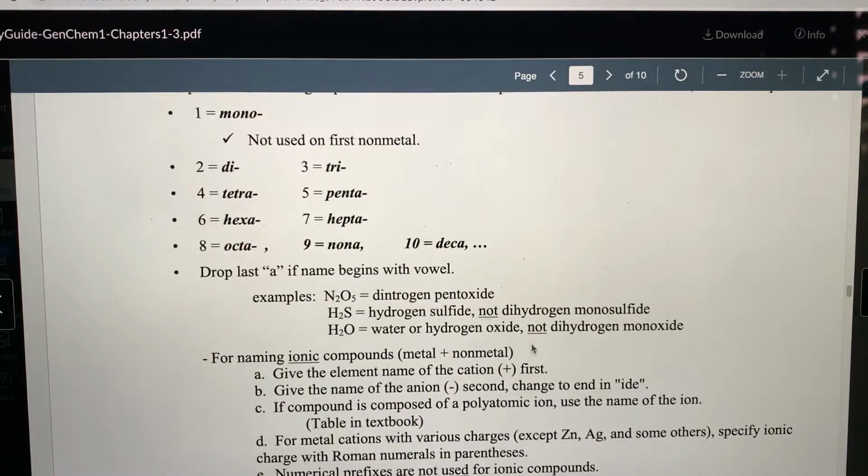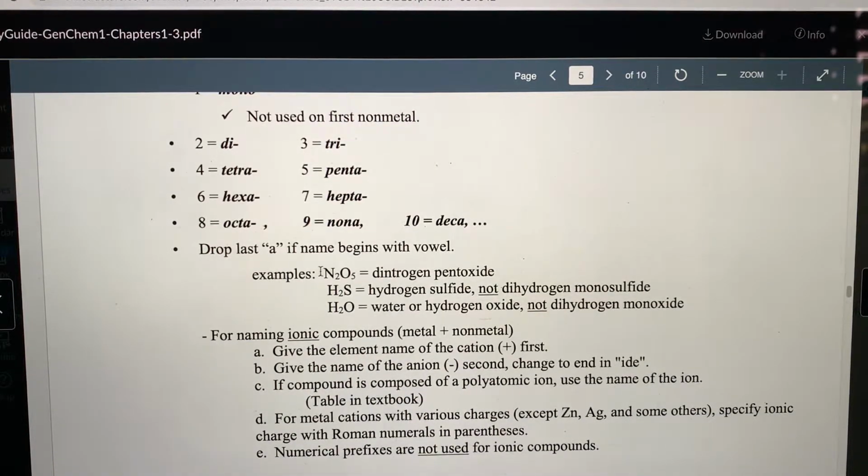Here are a few examples. If you have N2O5, that's the first molecular compound. If you have two nitrogens, you call it dinitrogen. And then you have five oxygens, that would be penta, and oxygen is oxide. But you drop the A so it sounds better. Instead of saying pentaoxide, you call it pentoxide.